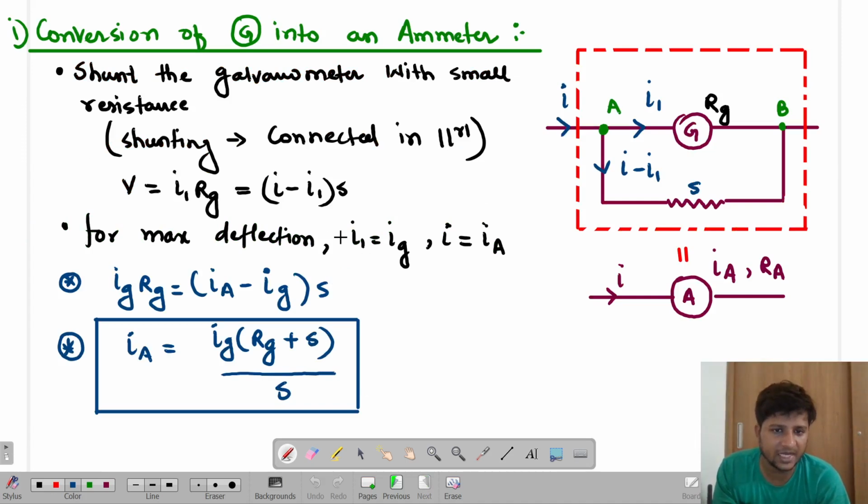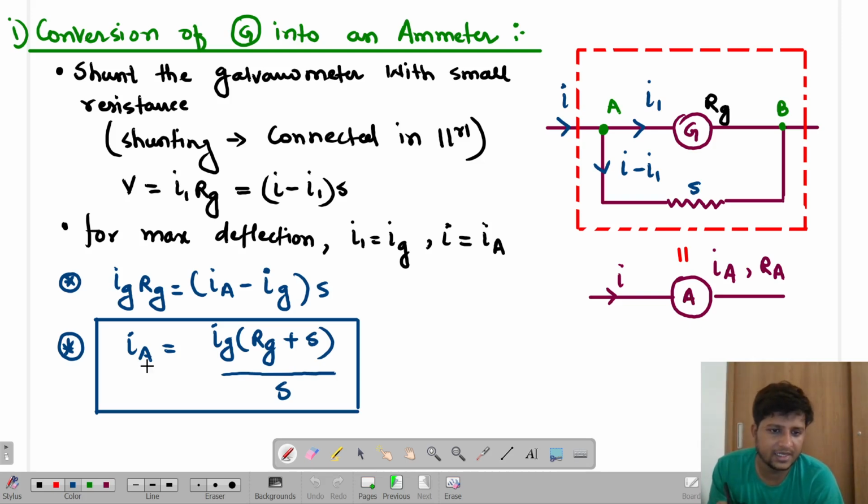Basically, if it is not maximum deflected, then I1 will be that current of the reading of the galvanometer. So I1 is equal to IZ or IZ dash. And if I find I1, I know that this whole thing has been converted into an ammeter, and then the net current I is exactly equal to the current passing through the ammeter.